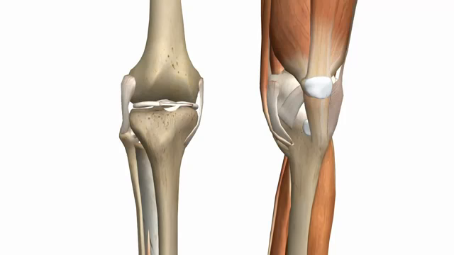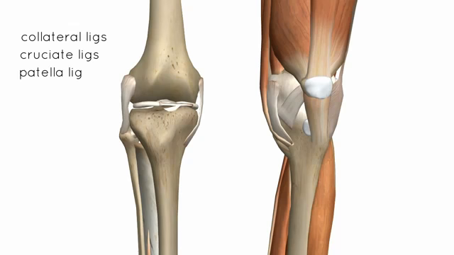So now we'll just take a look at some of the ligaments of the knee. So what you need to remember about the ligaments is that you have collateral ligaments, cruciate ligaments, and a patellar ligament. So we'll start off by looking at the collateral ligaments. So we've got two collateral ligaments which reinforce the joint on either side.